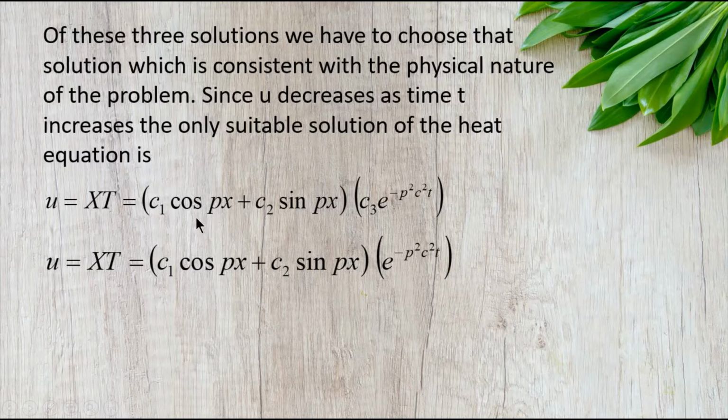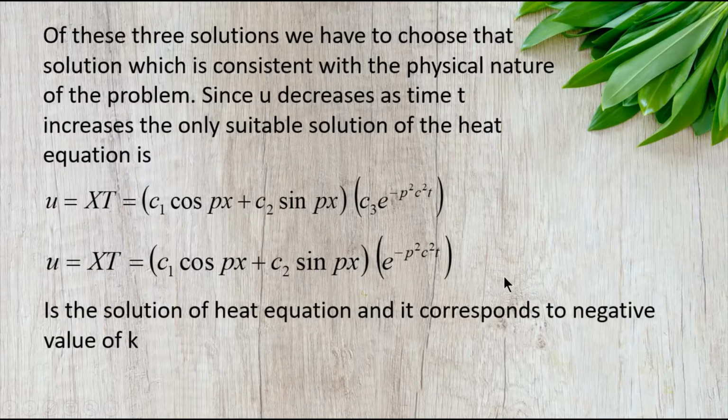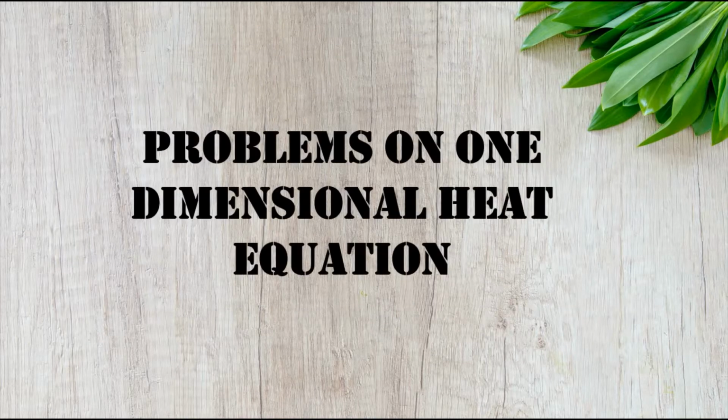Now, you can write c1·c3 as another constant c1, and c2·c3 as another constant c2. This will be the general solution of heat equation, which corresponds to the negative value of k. Please make sure while obtaining the solution of heat equation, we haven't even considered the boundary conditions as well as initial conditions. Now, let us solve problems on one-dimensional heat equation.